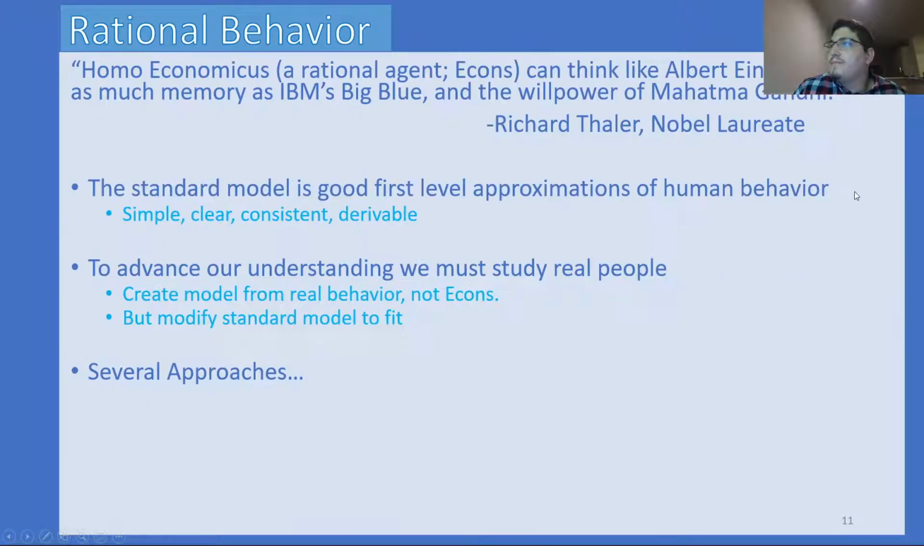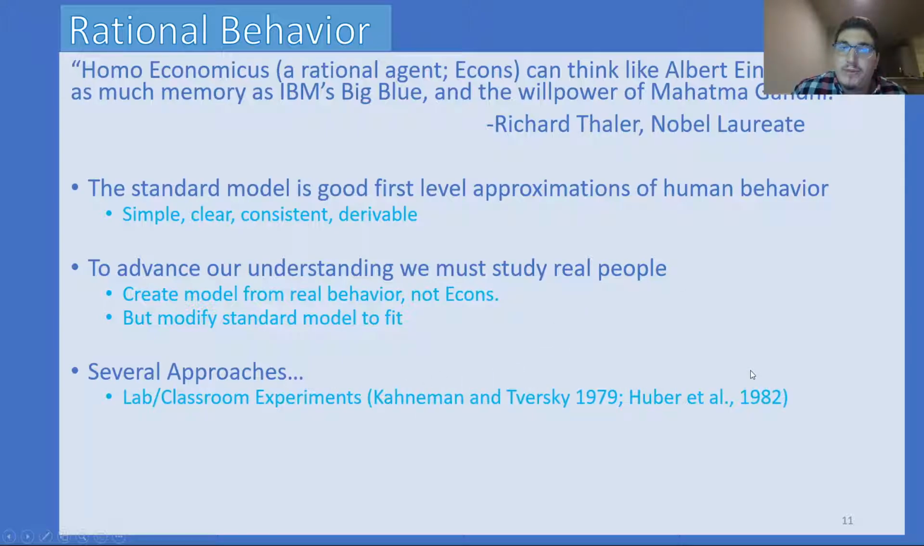All right. So now we come back to the slide here. Rational behavior is really important, and we really need to advance our understanding by studying real people, by studying these deviations from rational behavior. But it's very hard to do. It's not very straightforward. So there are several approaches.